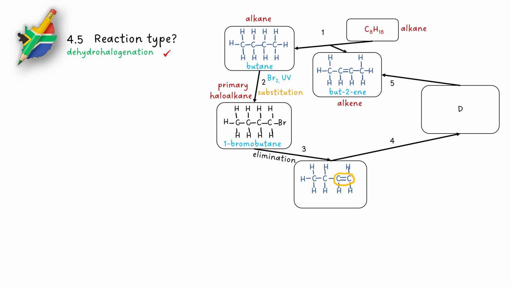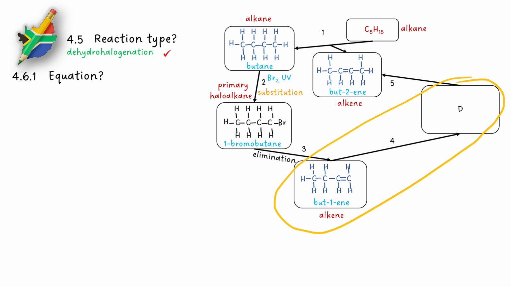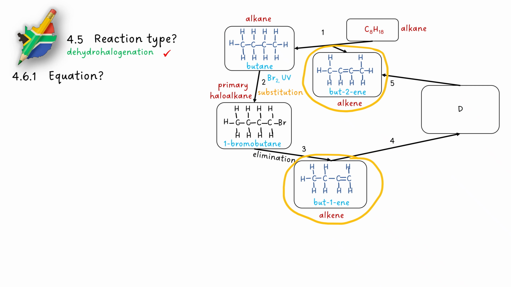As a result of two atoms being eliminated with nothing to replace them, a carbon-carbon double bond is formed between the carbon atoms to which the two eliminated atoms were attached. This compound is but-1-ene, an alkene. Next, we are asked to give an equation for reaction 4. The only information we have is that these two compounds, encircled in orange, are positional isomers.